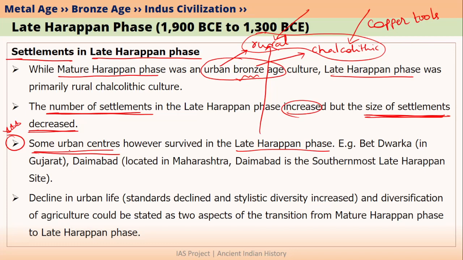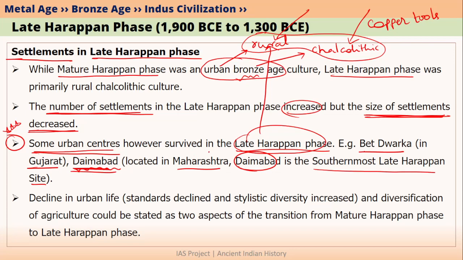If we talk about some of the urban centers or cities that existed in the late Harappan phase, we can give examples like Bet Dwarka, which was in Gujarat, and Daimabad, which is located in Maharashtra. In our previous videos, when we talked about the geographical extent of Indus civilization, we said that Daimabad was the southernmost location of Harappan civilization. At this point, you have to note that Daimabad was actually a settlement built in the late Harappan phase. That is why we can say that the southernmost late Harappan site is nothing but Daimabad, which is located in Maharashtra. If we are talking about only the mature Harappan phase, then the southernmost mature Harappan site would be Malwan, which is located in Gujarat.